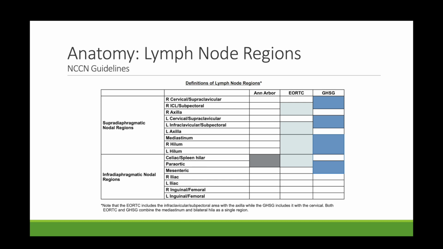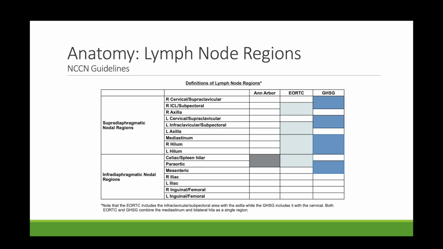So in Ann Arbor, cervical, infraclav, and axillary lymph nodes on each side are all separate, right? You have your cervical, then you have your infraclav, and then you have your axillary. And Ann Arbor keeps them all separate for the left as well as for the right. EORTC groups the infraclav and subpectoral nodes along with the axillary nodes on each side. So think of how in breast cancer we lump those infraclavicular nodes all together. EORTC does the same thing and lumps together the infraclav and the axillary nodes.